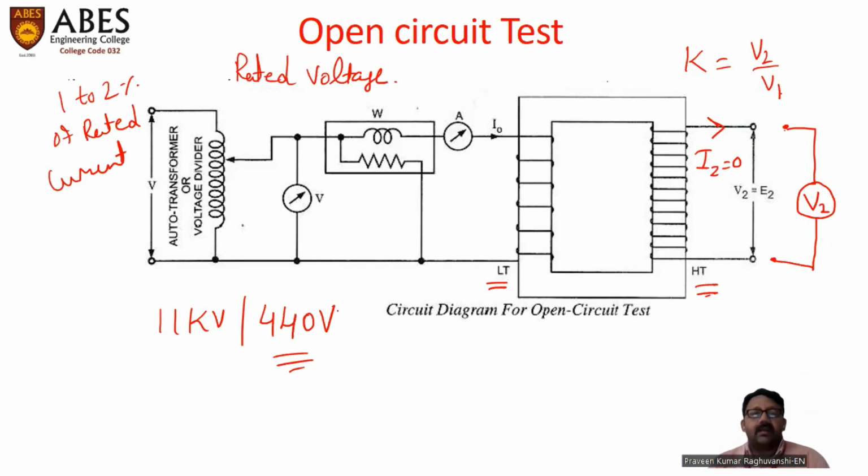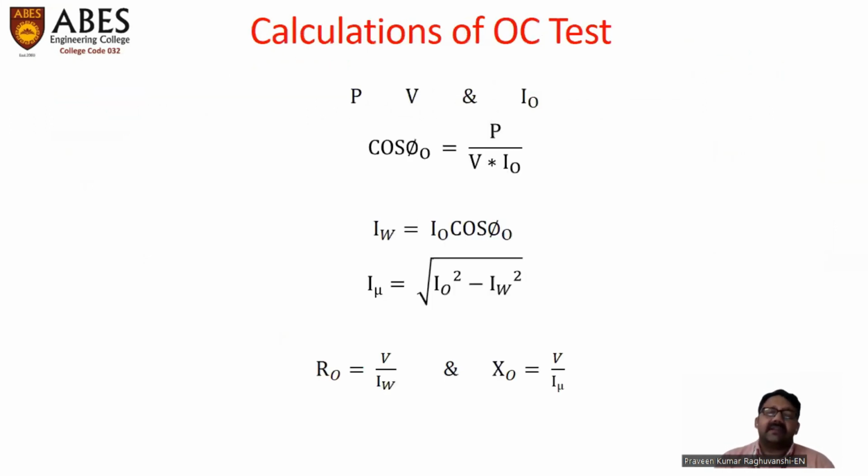Now, from the readings of the open circuit test, we can also calculate the parameters of the equivalent circuit of a transformer. The no load parameters, that is the core loss resistor, represented as R0, and the magnetizing reactance X0. Both these no load parameters of the equivalent circuit can be calculated from the data of the open circuit test. And these two parameters are available on the side at which this open circuit test is conducted.